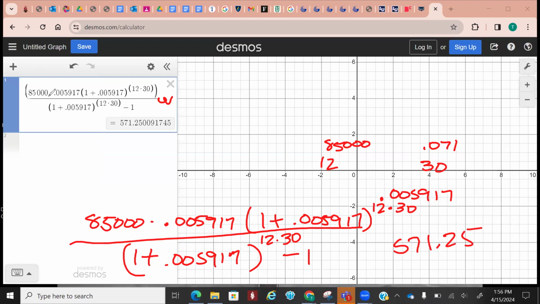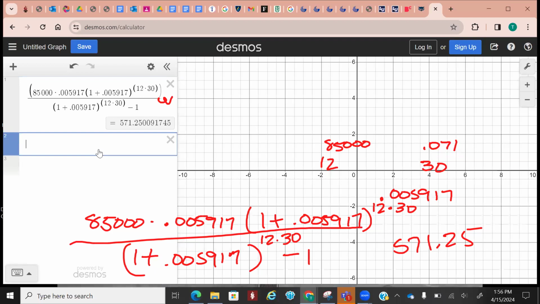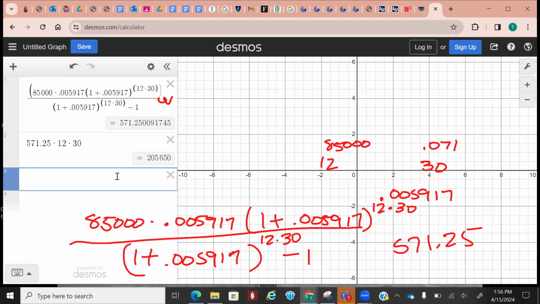Okay. And if we were trying to figure out how much you would pay in total, we take 571.25 and multiply it by 12 months, and then multiply by 30 years. And so that's $205,000 by the time you finish paying all of this. Now, 205,650 minus 85,000. You're paying $120,650 extra in interest.